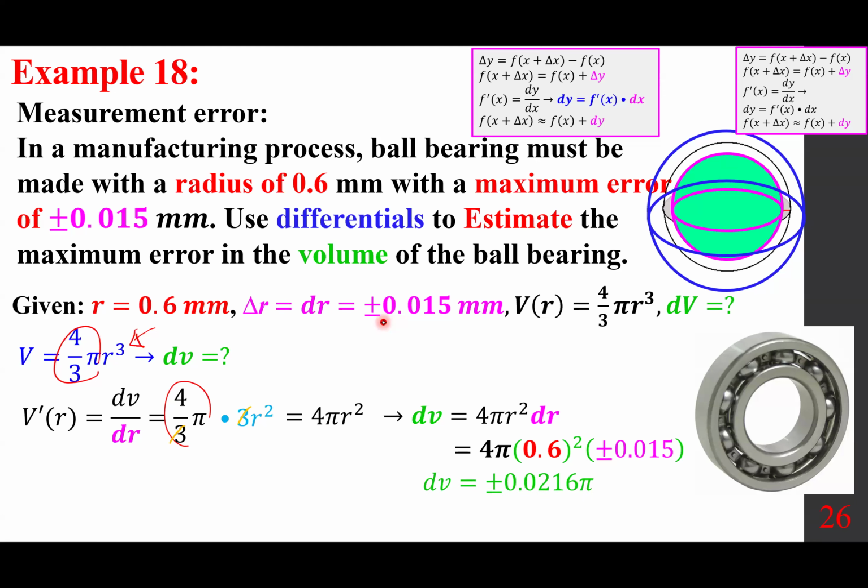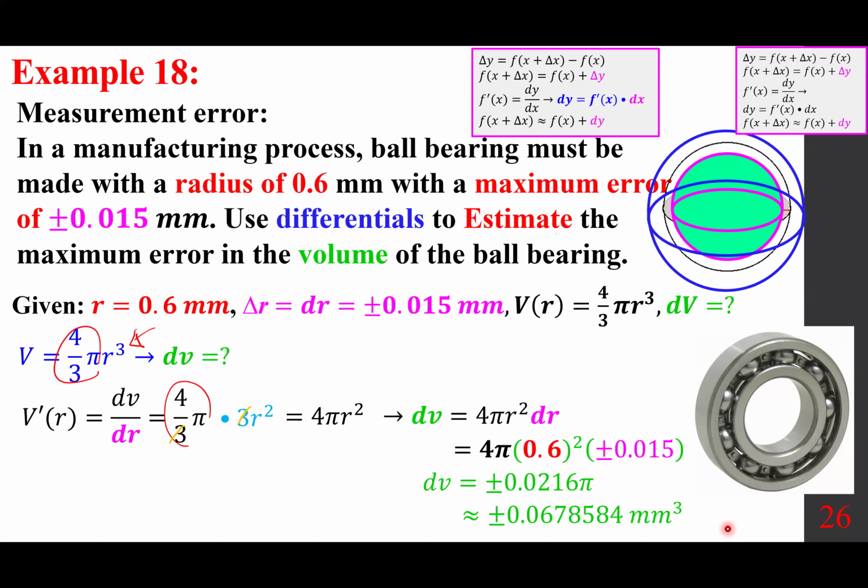Putting it into a calculator gives us plus minus 0.0216 pi. Keep it with pi. If you want to go with decimal representation, of course, the units of the volume are cubic millimeters, so you can use that plus minus 0.0678584 cubic millimeters. Notice I use a lot of decimals because I really want to stick with that. That's what we do in calculus.